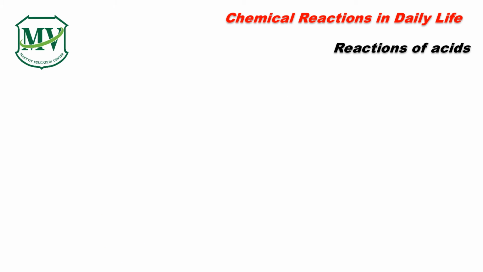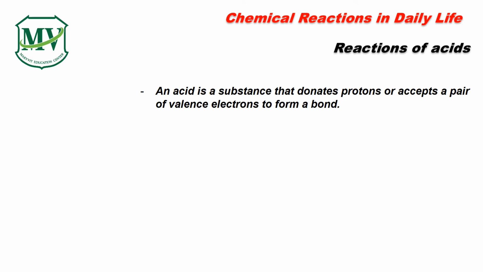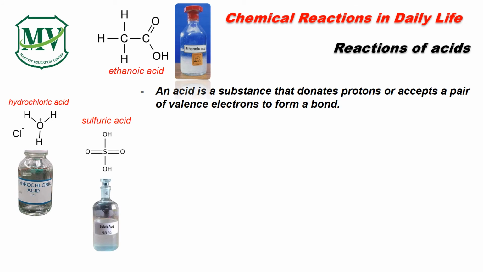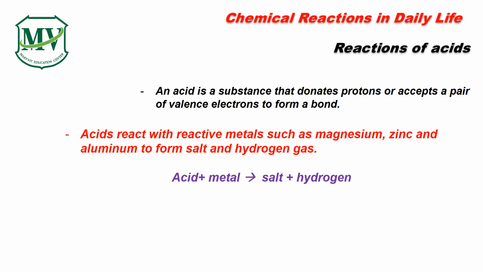Now, we have here acids reacting to different compounds. An acid is a substance that donates protons or accepts a pair of valence electrons to form a bond. Some examples of acids are hydrochloric acid, sulfuric acid, and ethanoic acid. Acids react with most metals to form hydrogen gas and salt.